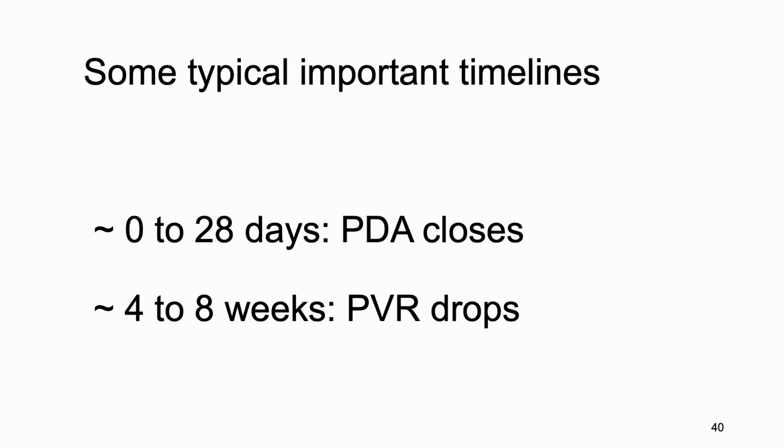With this in mind, to some typical timelines. In about 4 weeks, the PDA closes, and in about 4 to 8 weeks, the PVR starts dropping. These two things can result in physiologic changes in the blood flow.